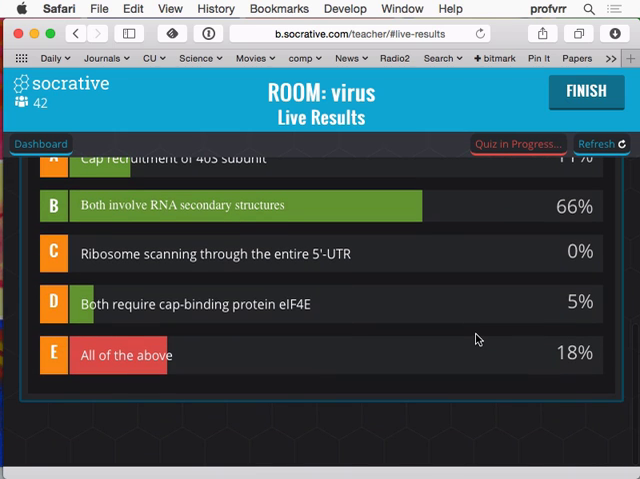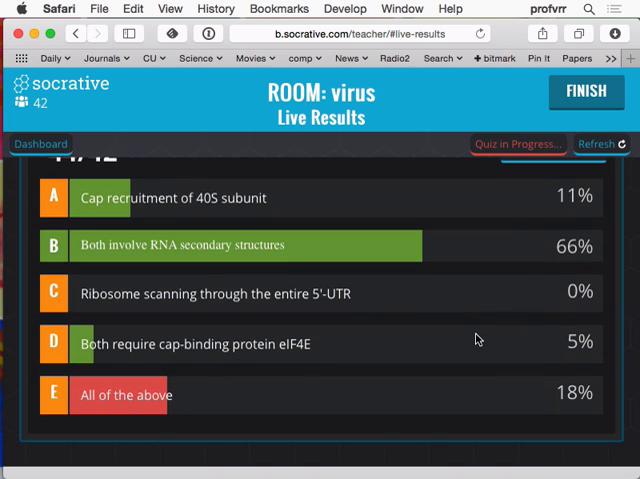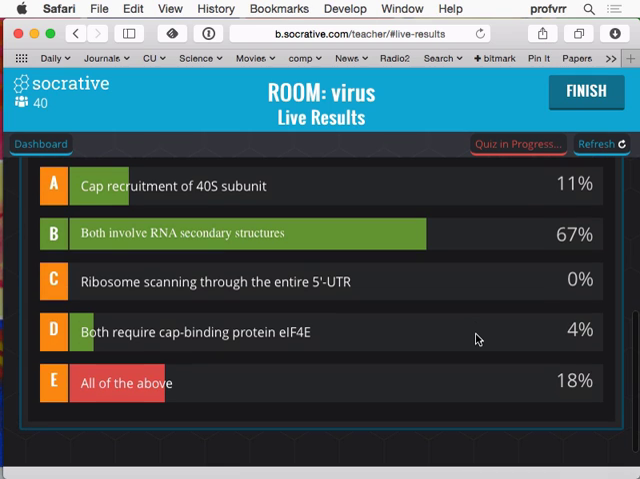Both involve RNA secondary structures. That's correct. 66% of you said that. That's in common to both of them. They both involve RNA secondary structure. The cap recruitment only applies to shunting. Doesn't apply to the IRES. There's no cap involved, right? Cap-independent translation. Ribosome scanning, no one picked. And a few of you said both require cap-binding protein. That's not correct because, again, it's not cap recruitment for the IRES.